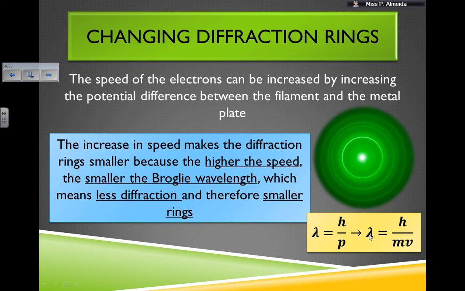By changing the wavelength, I can have a different pattern, okay? So, if I increase the speed, the diffraction rings get smaller because the higher the speed, the smaller the de Broglie wavelength, meaning that diffraction doesn't happen as well, right? You know that the bigger the wavelength, the better the diffraction, or the higher the diffraction. So this means that less diffraction happens, and therefore I get smaller rings.